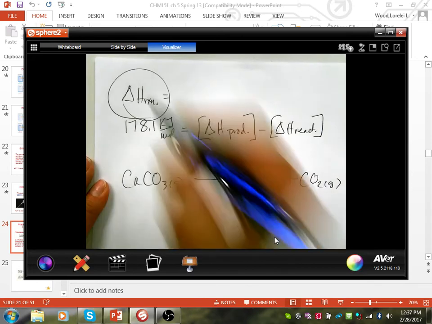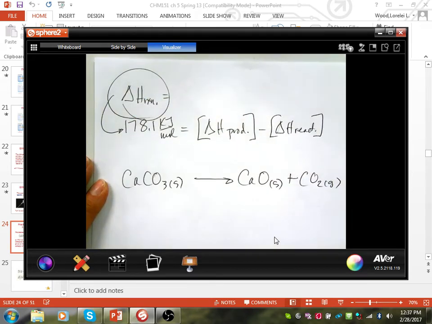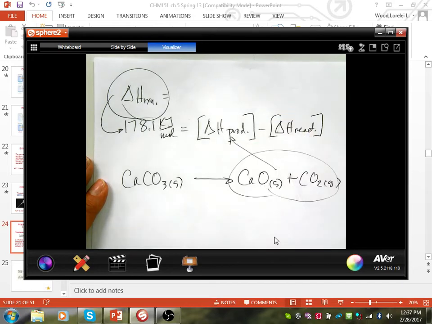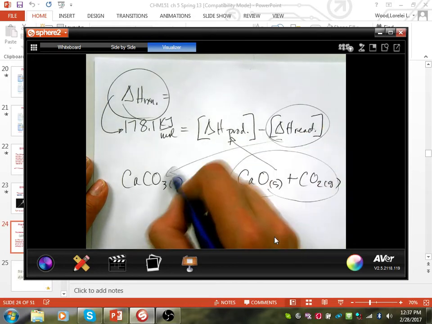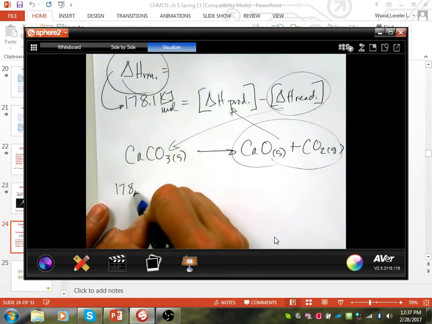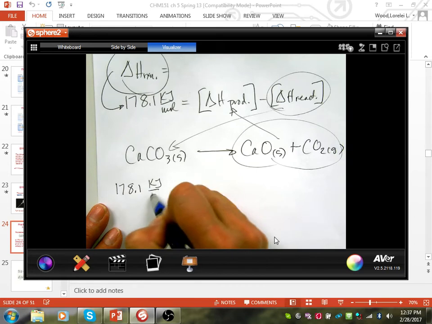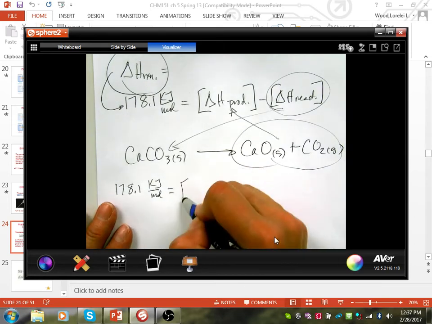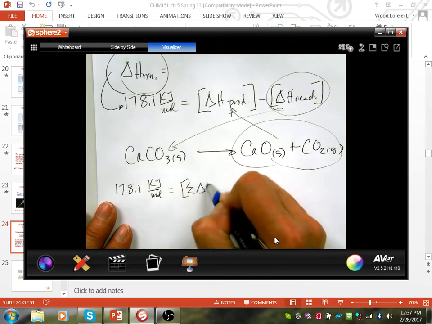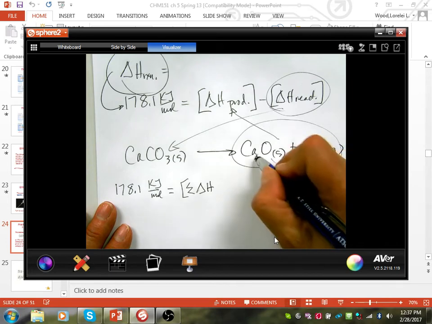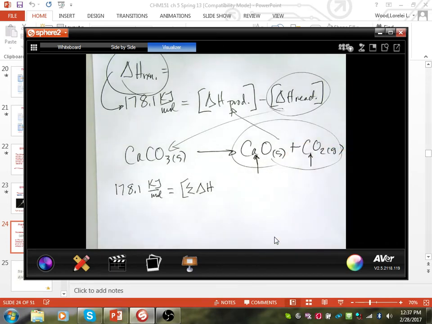And they're telling me now that this is the enthalpy of the reaction, right? So here's my product's enthalpy. This is my reactant's enthalpy. So if we set this up, we know that 178.1 kilojoules per mole is equal to the sum of the enthalpies of each of these things. Okay, what's the enthalpy of calcium oxide from Appendix C?